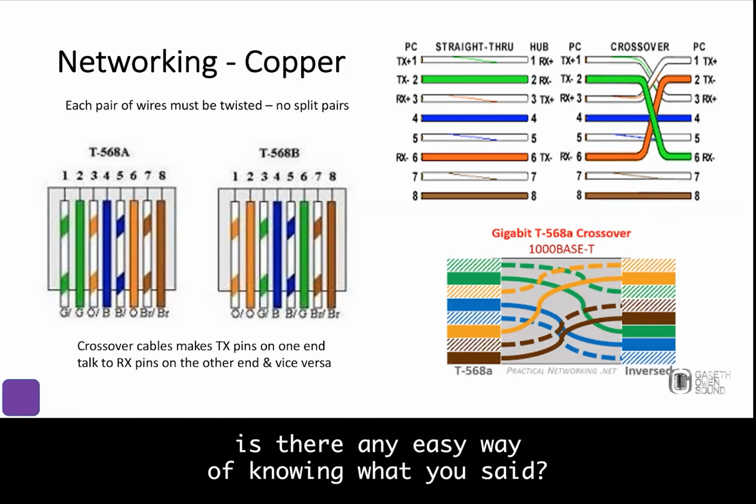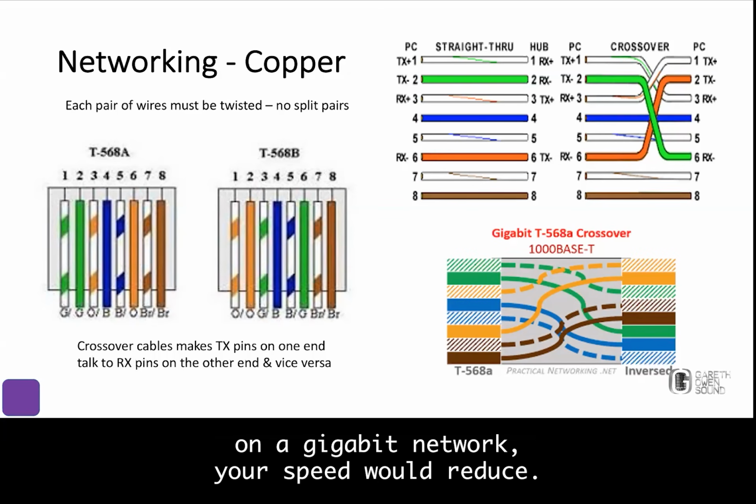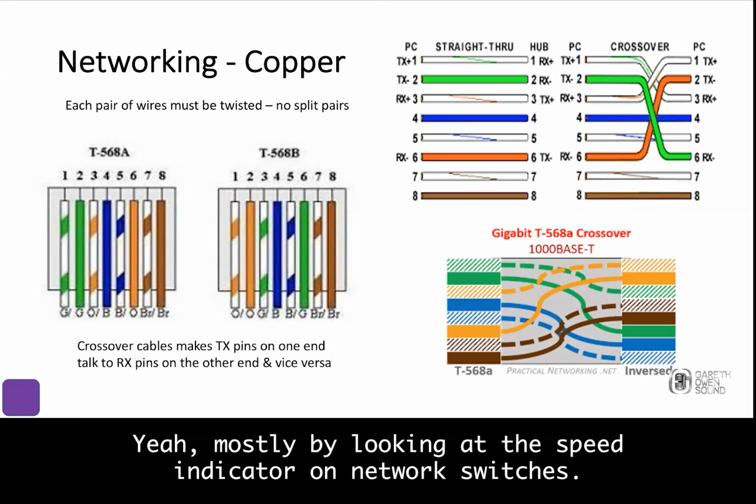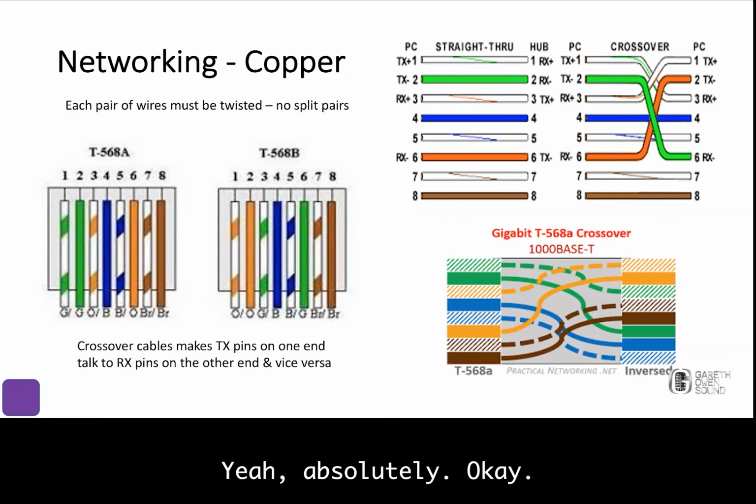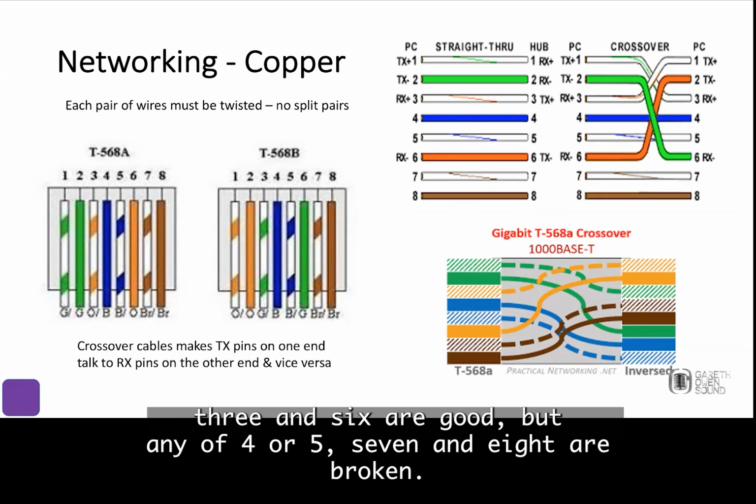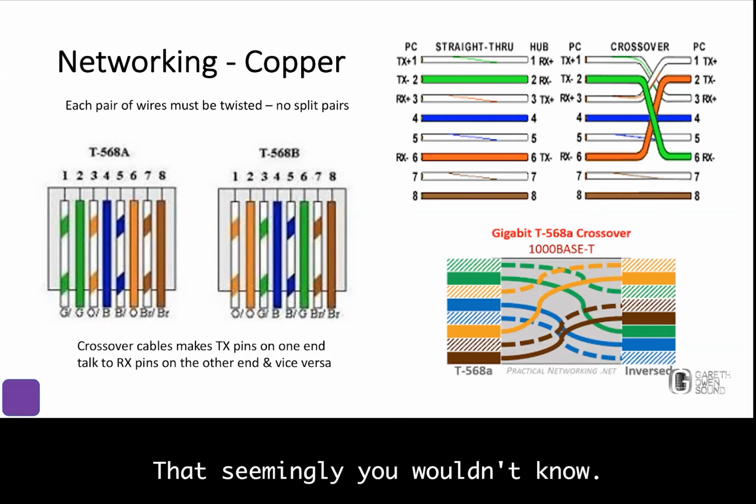Ross, is there any easy way of knowing, if you lose a pair when you're running on a gigabit network, that your speed would reduce? Is there any easy way of identifying that fault? Yeah, mostly by looking at the speed indicator on network switches. Yeah, absolutely. But if you have a cable where pins 1, 2, 3, and 6 are good, but any of 4, 5, 7, and 8 are broken, the link will drop from gigabit to 100 megabit. But seemingly you wouldn't know. Okay, thanks. All right. Everybody else all right? Somebody else was talking. I don't know who it was.